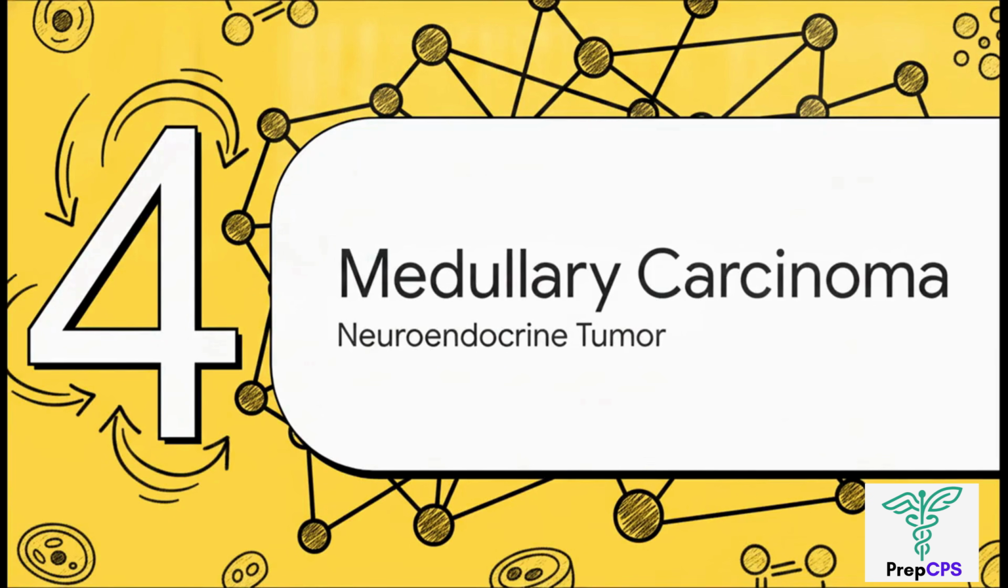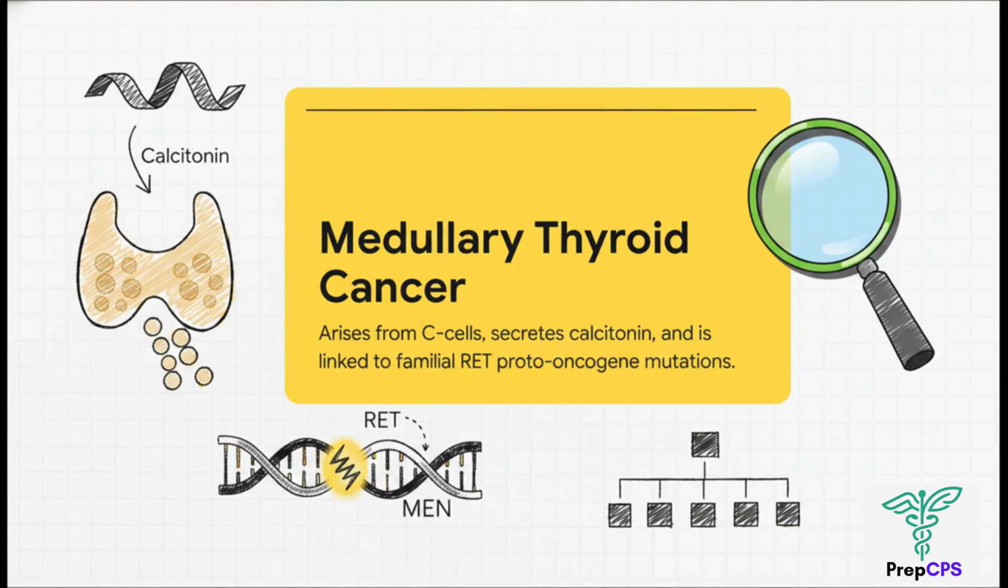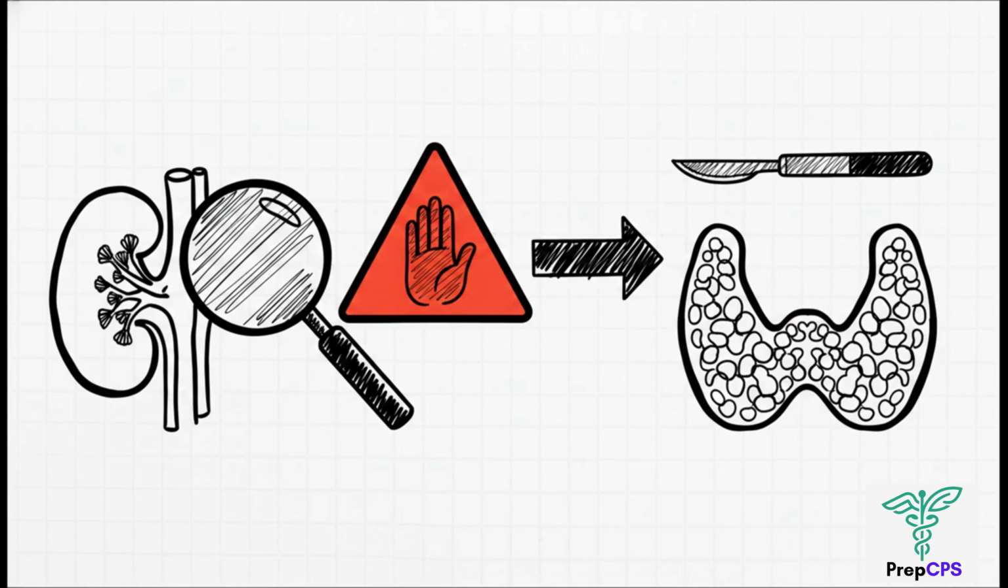Next up, Section 4, medullary thyroid carcinoma. Medullary thyroid cancer is just a completely different beast. It pops up from the neurocrest-derived parafollicular C cells. Because of this, it doesn't care at all about iodine, and it actually secretes its own primary tumor marker, calcitonin. Furthermore, it's heavily linked to familial RET proto-oncogene mutations, specifically what we see in the multiple endocrine neoplasia or MEN syndromes.